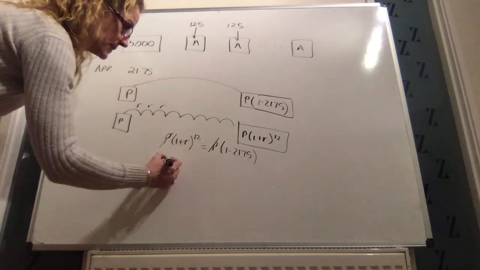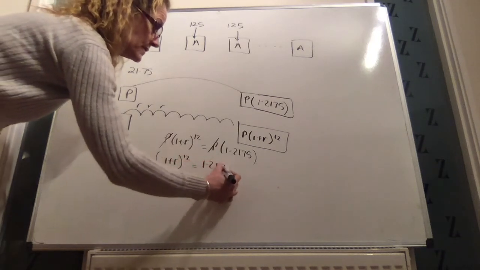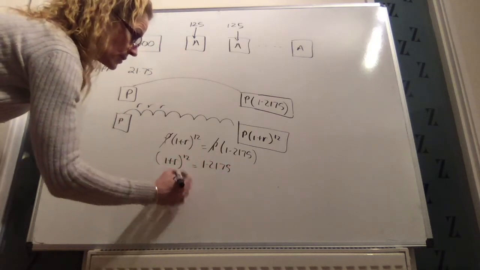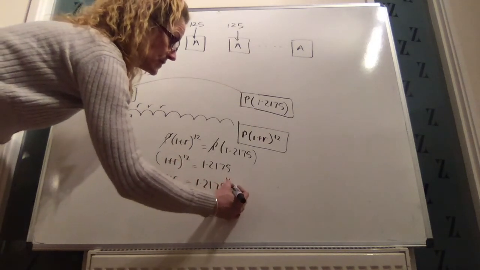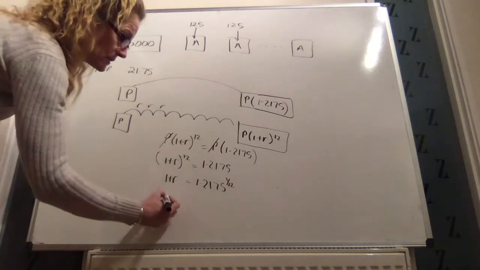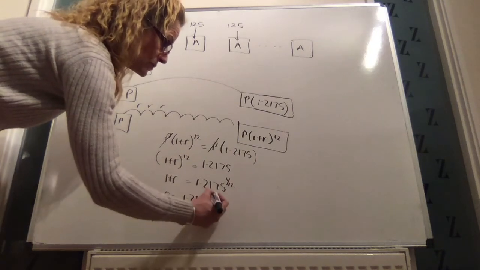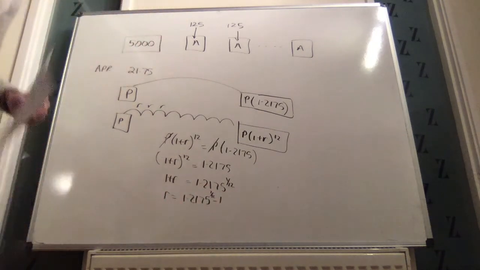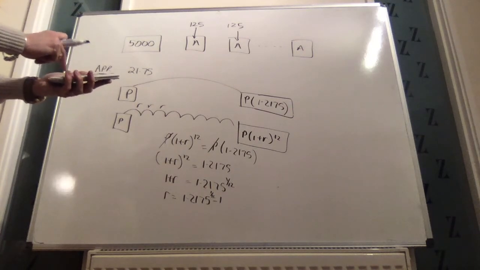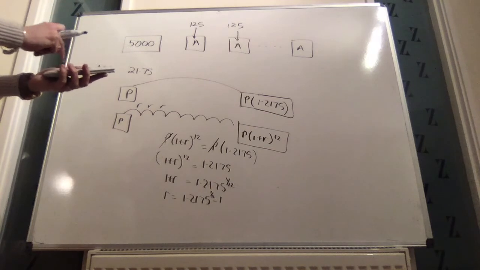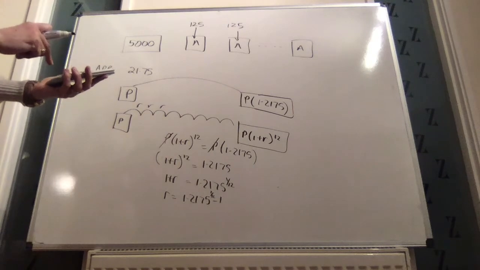The two P's divide out on either side. (1 plus R) to the power of 12 is equal to 1.2175. 1 plus R, getting the 12th root of both sides, is the 12th root of 1.2175, or 1.2175 to the power of 1/12. So then R is 1.2175 to the power of 1/12 minus 1.